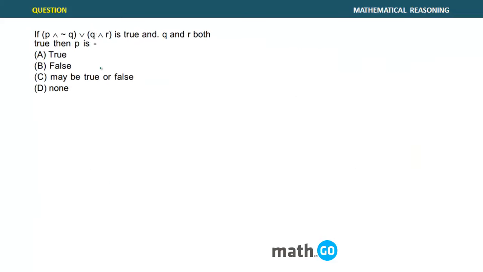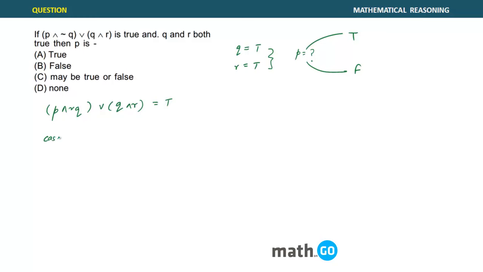Now let's take another question on the composite side. It says if this particular statement, which is given to you like this, that P and negation Q or Q and R is true. This is given to be true to you, right? And you are also given that Q and R are both true. So it is also given that Q will take value true and R will take value true. Then you need to tell what is the value of P. So understand that P can only be one of these two. Either it will be true or it will be false. So we have a very limited case here.